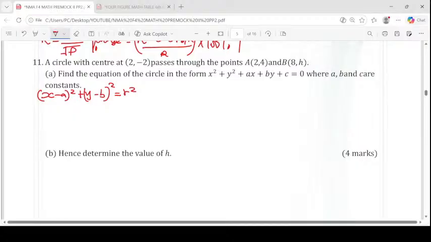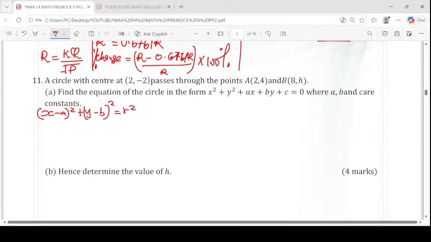The first thing, maybe let me give a sketch so that you can relate. If this is my circle, this is the center, this is the point A. If I join like that, I can get first the radius. Let me get OA.